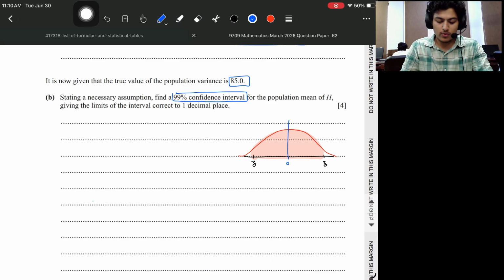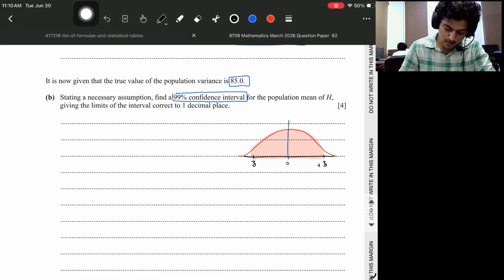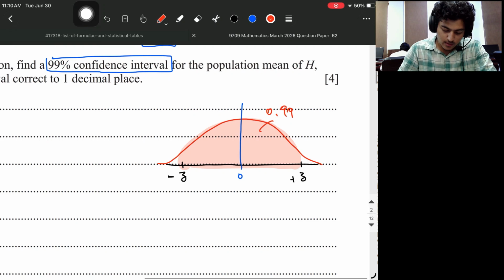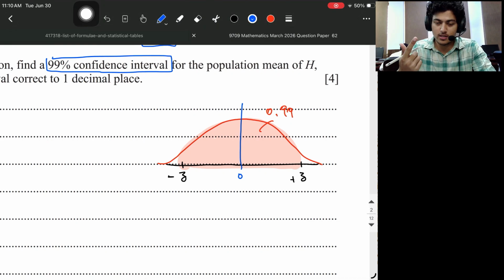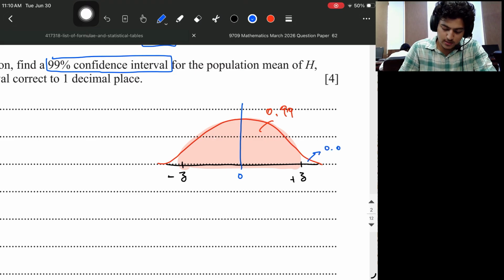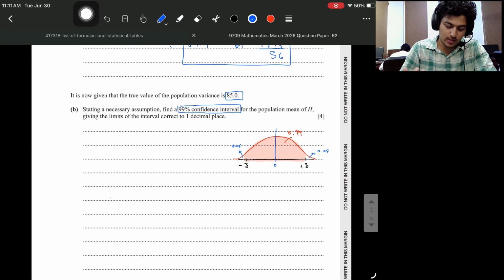As it says population, for the confidence interval we need to find two values. One is your positive z value and one is your negative z value, and this has to be 99% or 0.99. Now, what is the percentage left? That is 1%. If we divide by 2, we get 0.05 over here and 0.05 over here as well.